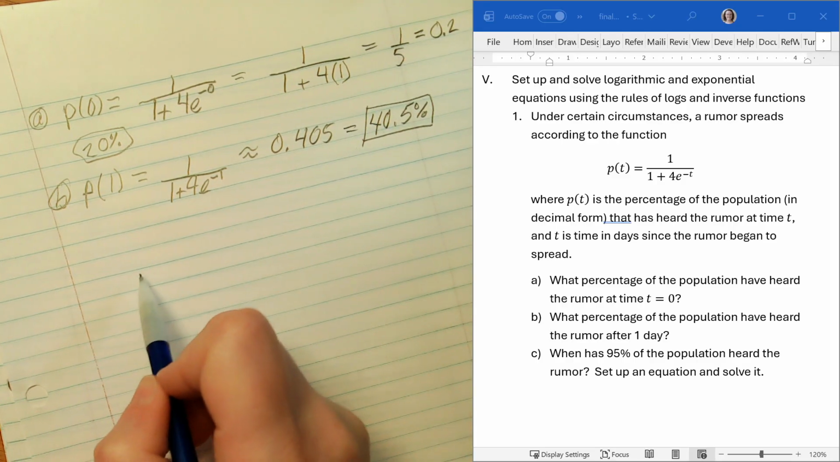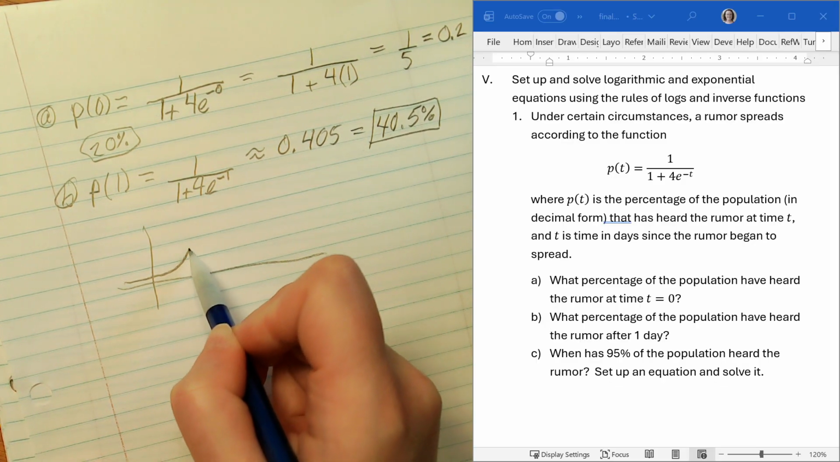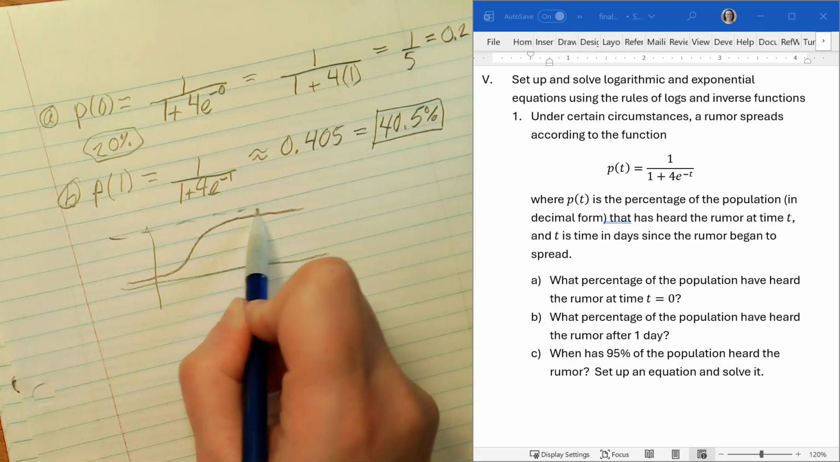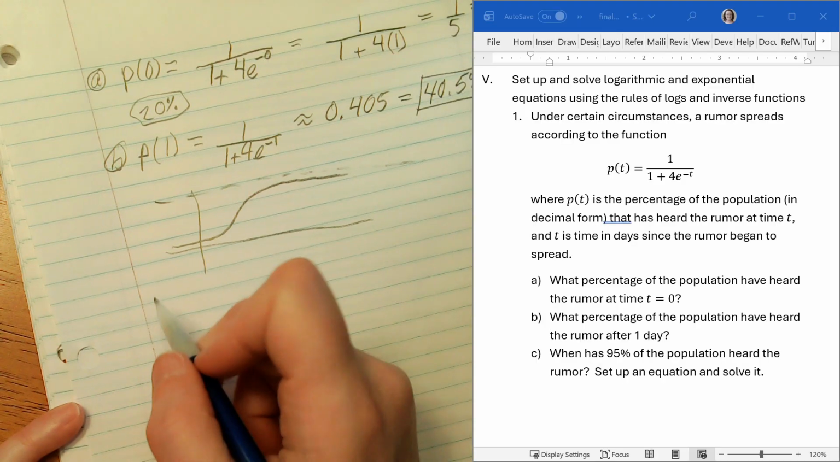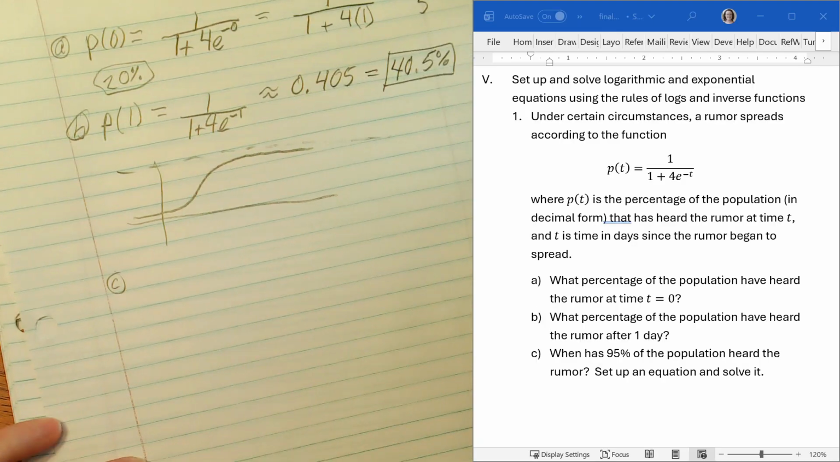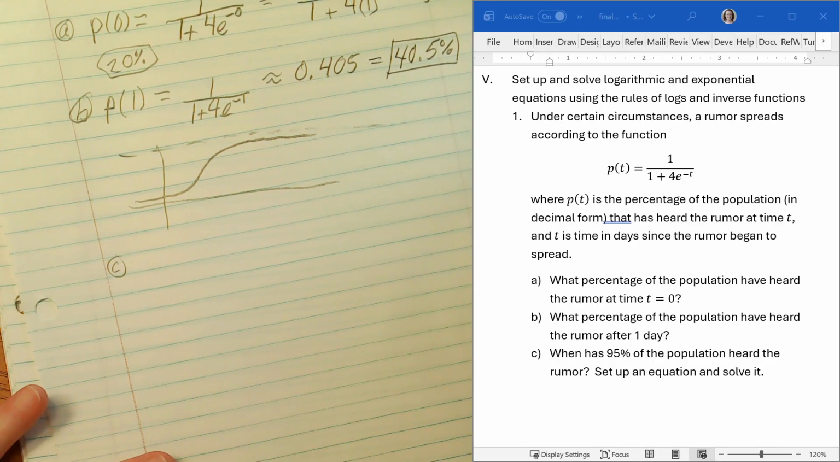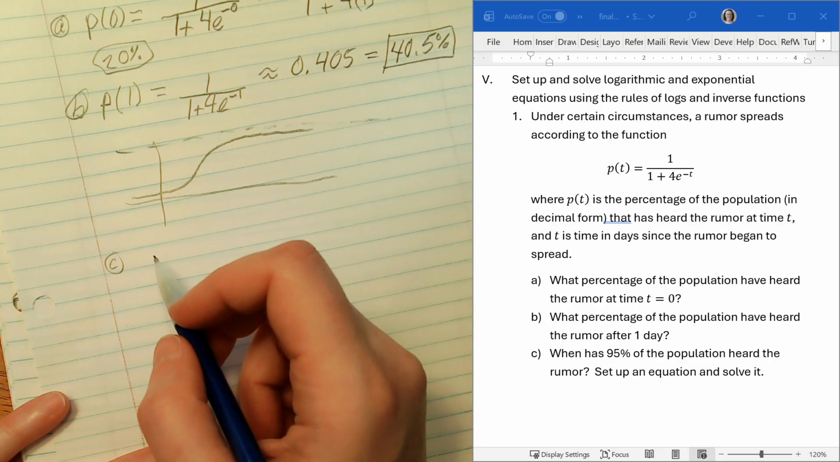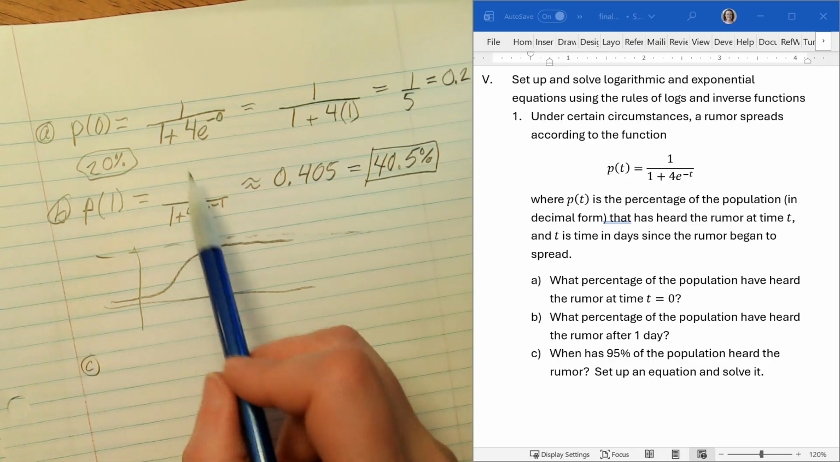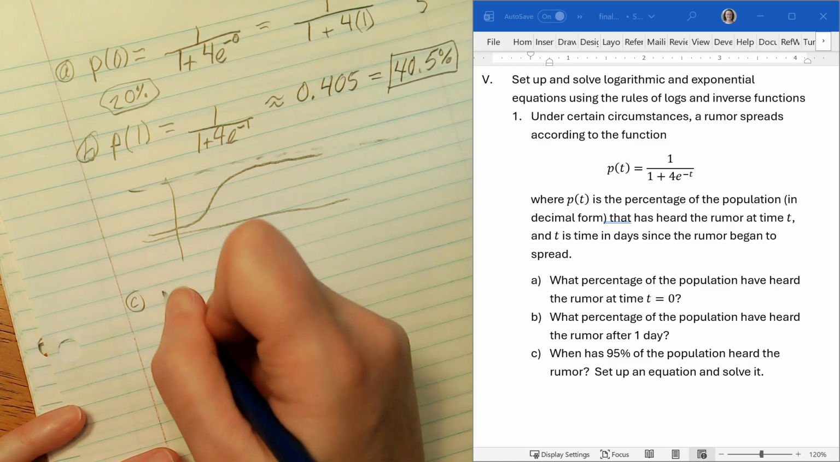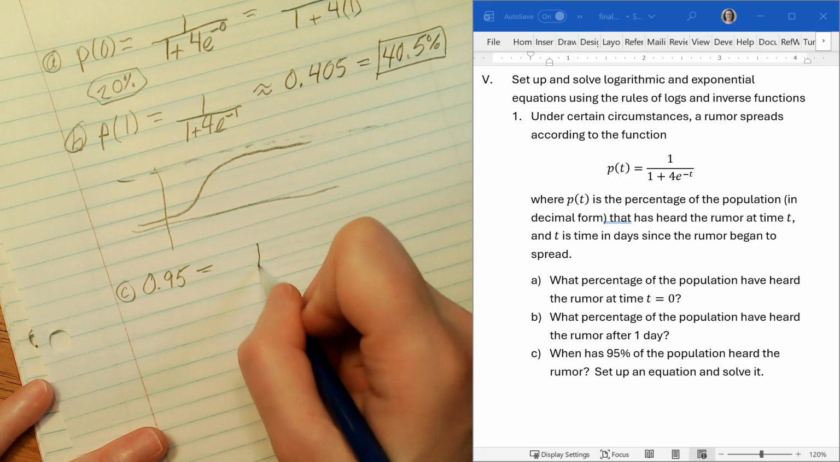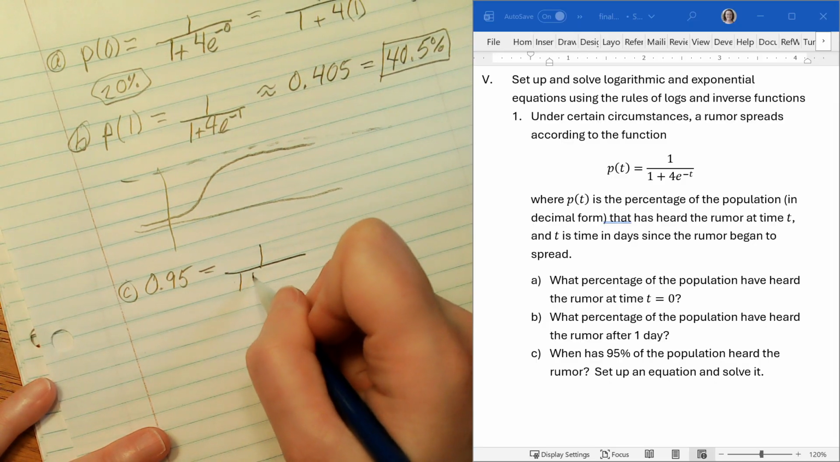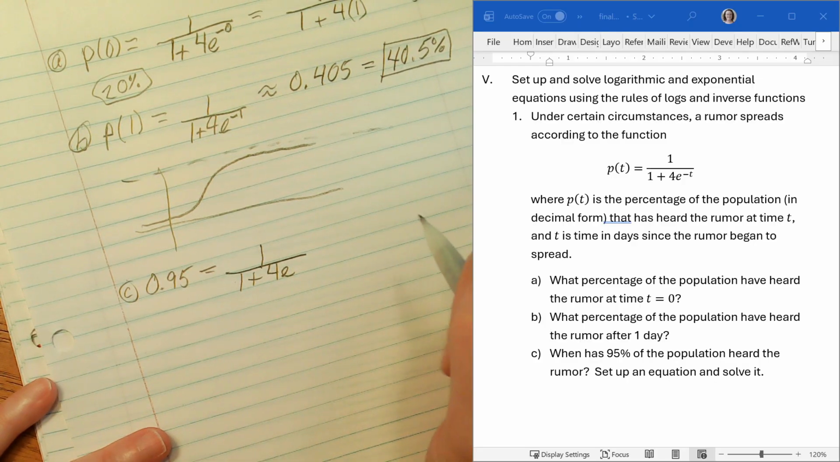And it kind of looks like this type of thing, and you come up to some upper asymptote, which in this case is probably 1 for 100% saturation of the rumor. Okay, anyway, so for part C, when has 95% of the population heard the rumor? So what we want to do is find out, when does this formula give us 95% or 0.95? So to figure that out, I'm just going to set it equal to it. That is the magic of an equation. You can find out whatever you want to know by setting things equal.